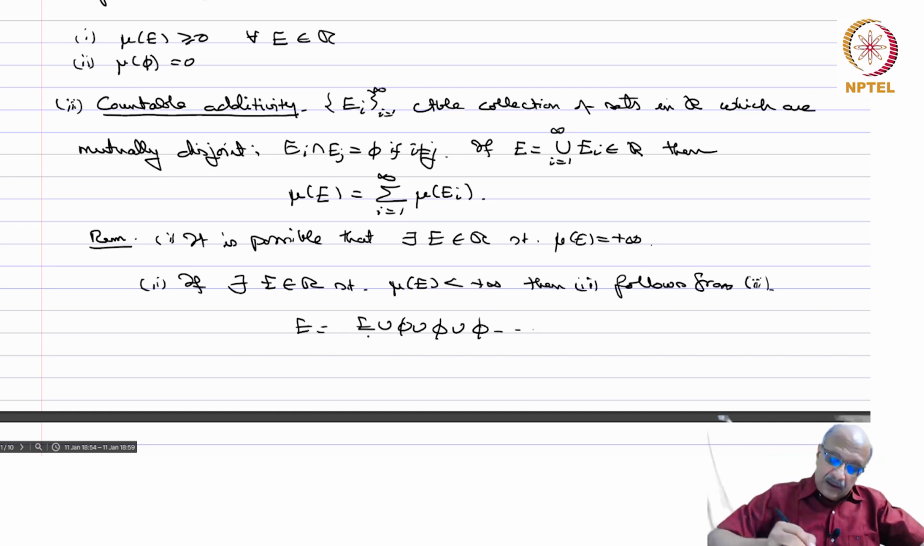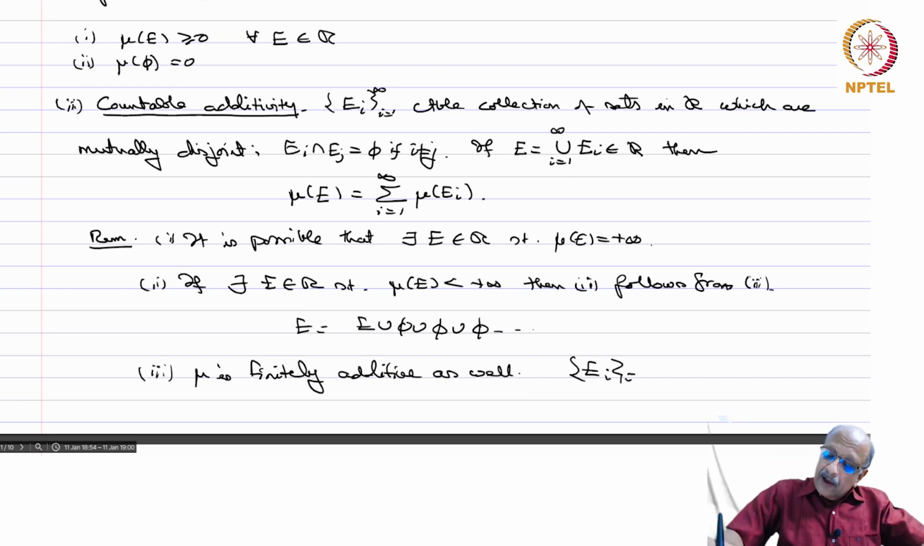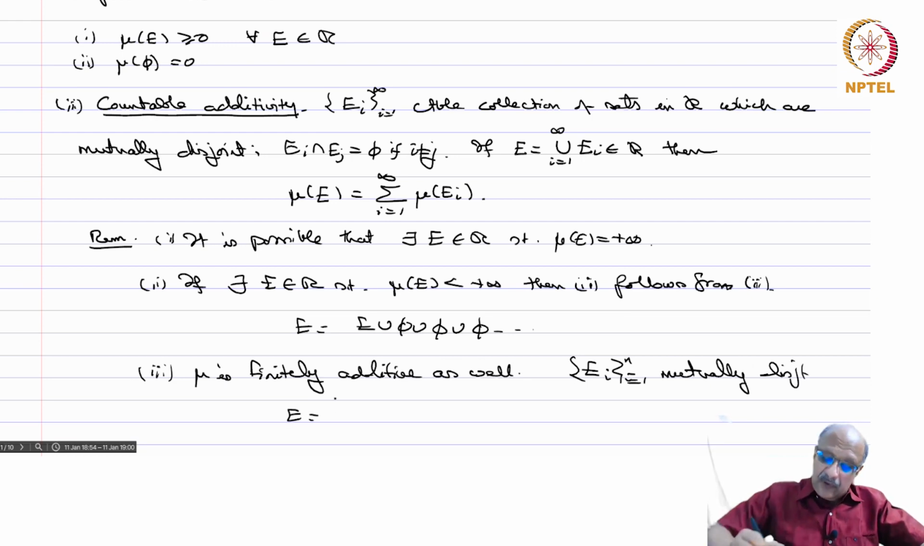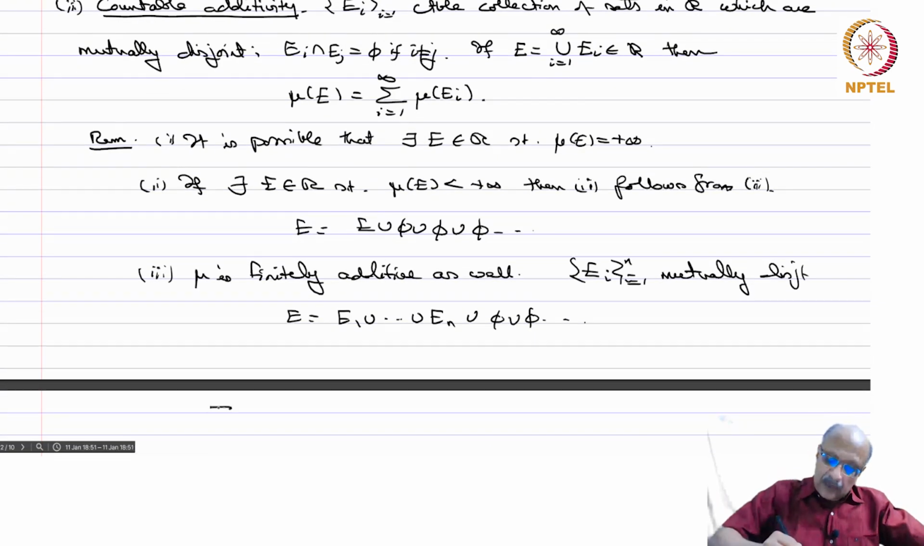Then 3, mu is finitely additive. So if E_i, i equal to 1 to n, are mutually disjoint, then you can write E equals the union, which is obviously in the ring because it's a finite union, E_1 union etc. E_n union phi etc. And that will imply that mu of E is equal to the sum over i equals 1 to n of mu of E_i.